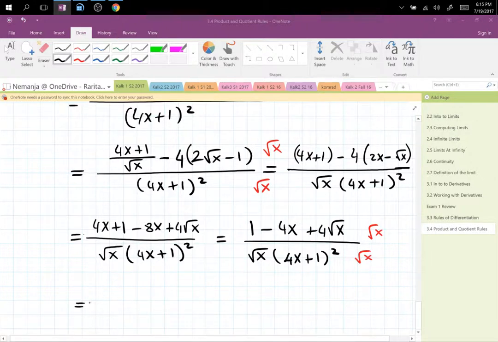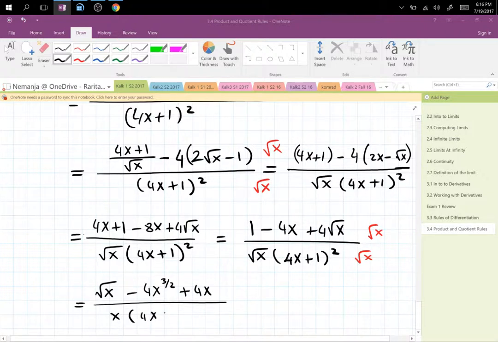You don't want us foiling? It won't help. The root is still going to be around, because the square is not applied to the root. You will have to FOIL 4x plus 1, and then when you multiply by root x, it stays in every term. Minus 4x to the 3/2 plus 4x, divided by x times 4x plus 1. So a little bit of algebra here, just to make things interesting.